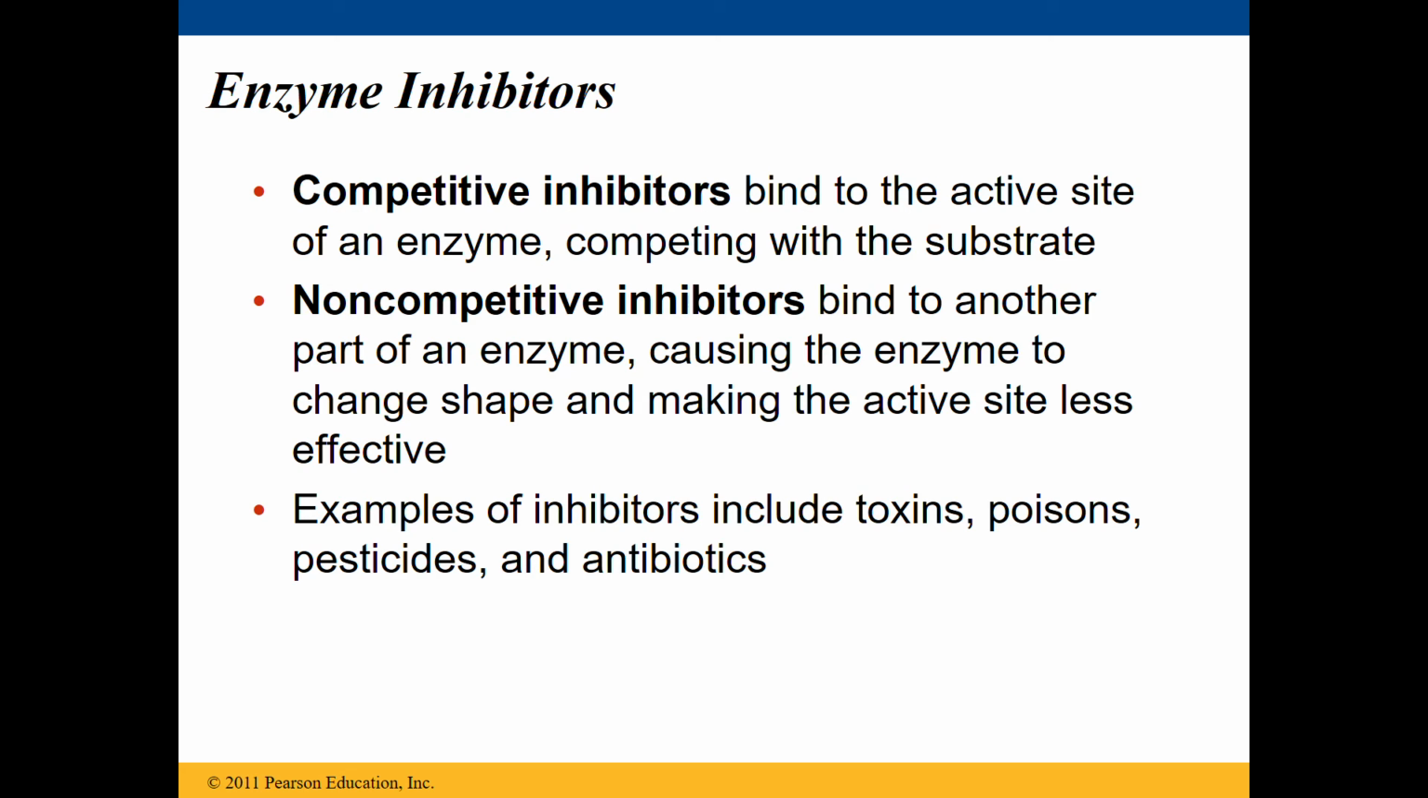You might also remember from the enzyme lab that we can inhibit enzyme activity either competitively or non-competitively, right? Remember, competitive inhibitors bind to the active site and compete with the substrate for the active site. When the inhibitor is bound to the active site, the substrate can't get in and the chemical reaction can't happen. Non-competitive inhibitors, remember, they bind to a different part of the enzyme, and that changes fundamentally the shape of the enzyme, often making the active site either less effective or less available. Examples of common inhibitors would be toxins, poisons, pesticides, and antibiotics.